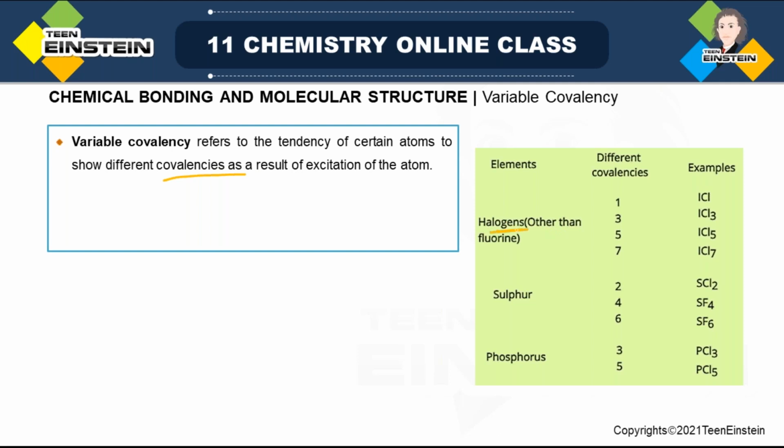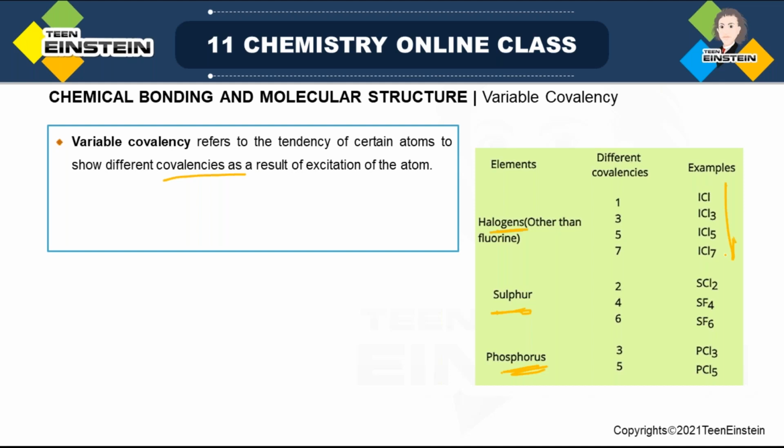Now mainly these elements, which elements? Halogens other than fluorine, that is except fluorine, then sulfur, phosphorus. So for these elements mainly variable covalency is observed. Here we have taken iodine, and you can see different compounds of iodine, all the compounds between iodine and chlorine. So iodine is here the central atom, chlorine is not the central atom.